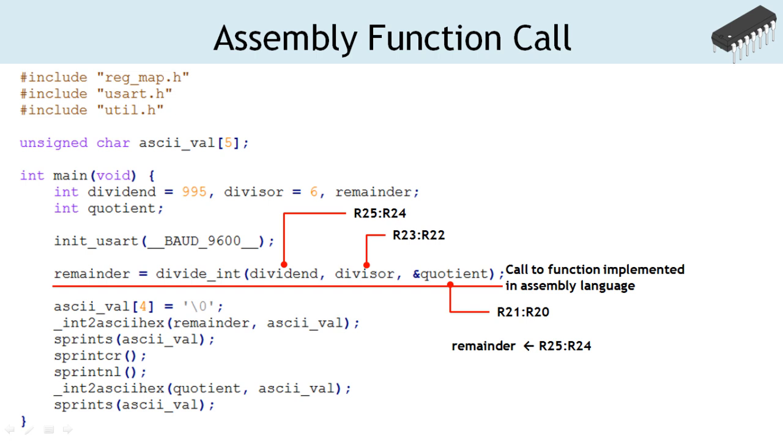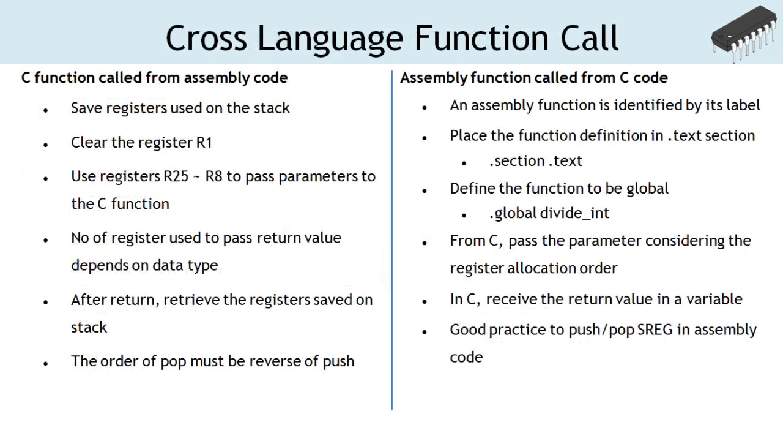In this case, the register pair R25 and R24 is used to return the value. Then, the C compiler generates the code to copy the return value into the variable remainder in the C code. This is how the function implemented in assembly language is called from the C code and vice versa. In the next lesson, we shall look into how to inline the assembly instructions in the C code text.